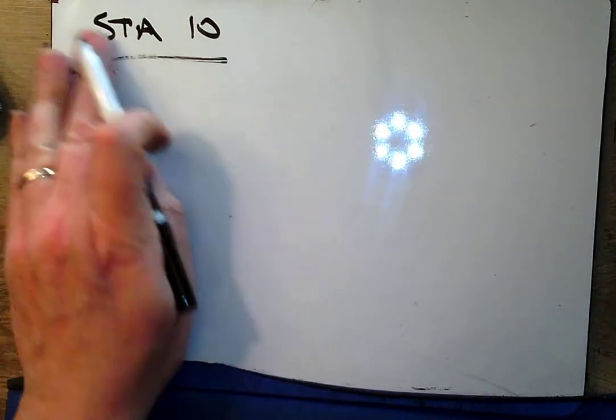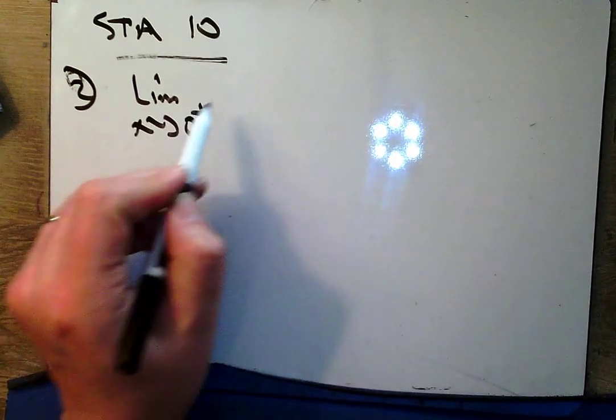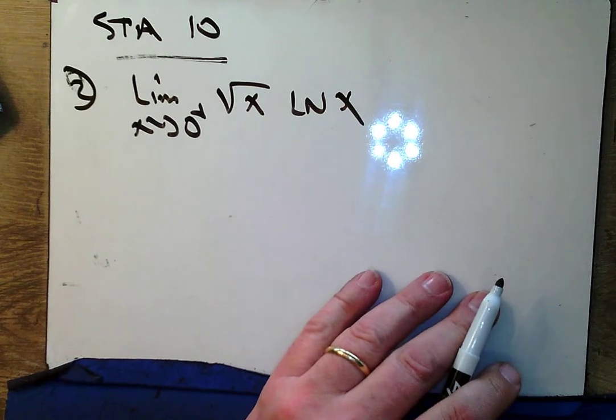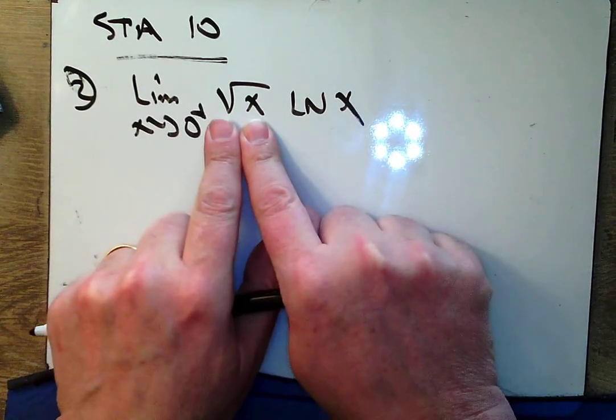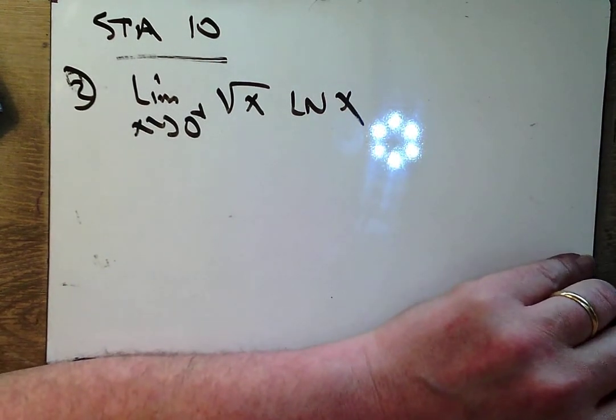What about problem number 2? It says the limit as x heads to 0 from the positive side of square root of x times ln of x. Okay, so that's an infinity, well, really a negative infinity, and that's a 0. And so this is that situation where we want to throw one of them into the denominator.